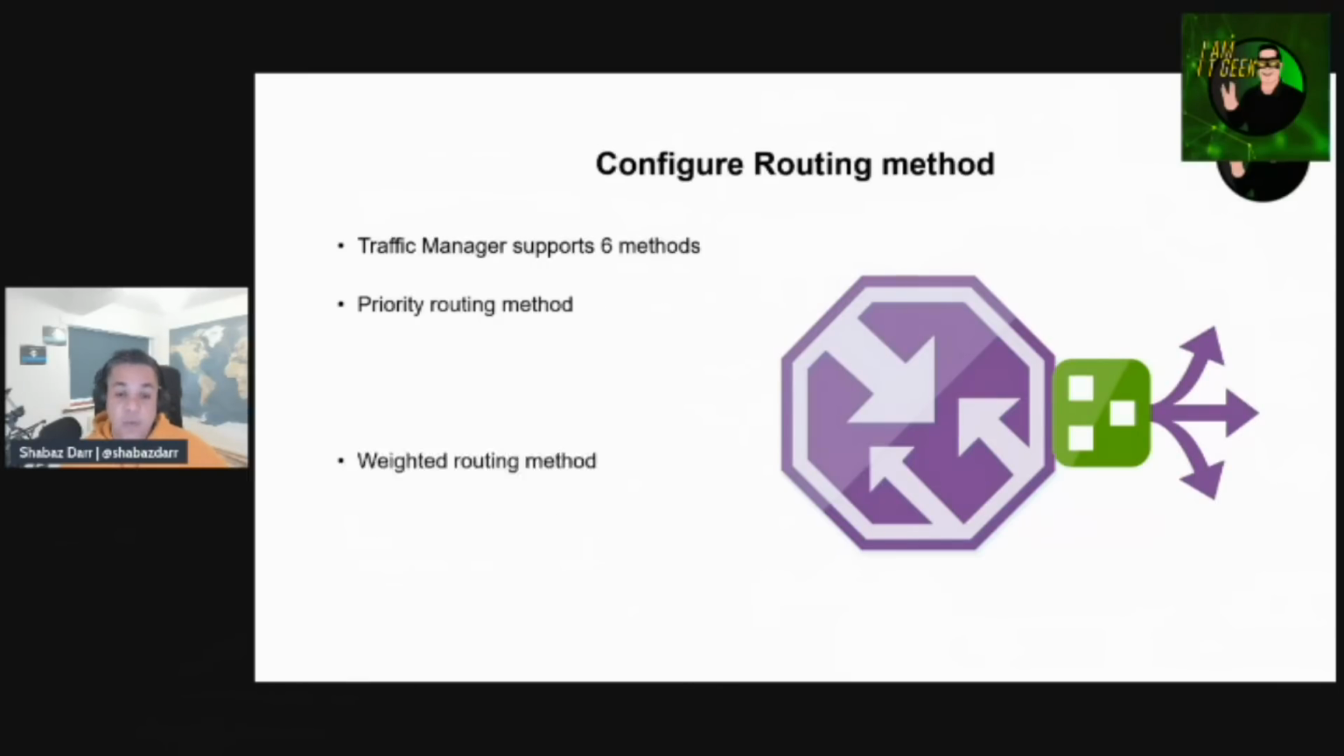Another method is called weighted. You select weighted routing when you want to distribute traffic across a set of endpoints based on their weight. You set the weight the same to distribute evenly across all endpoints.